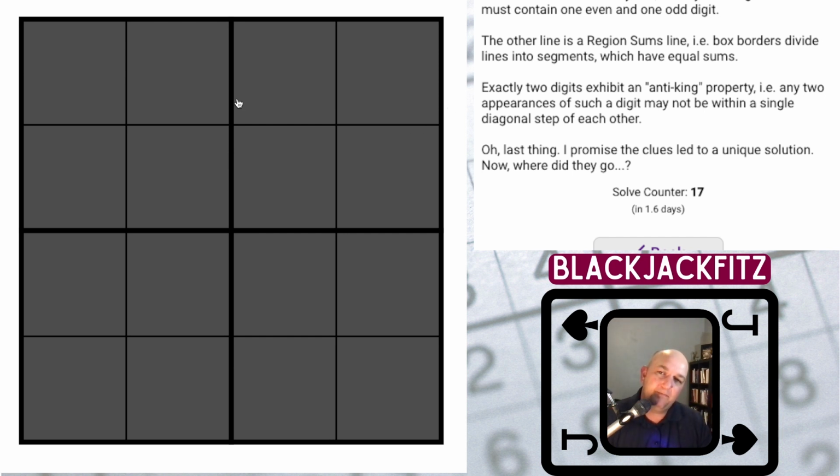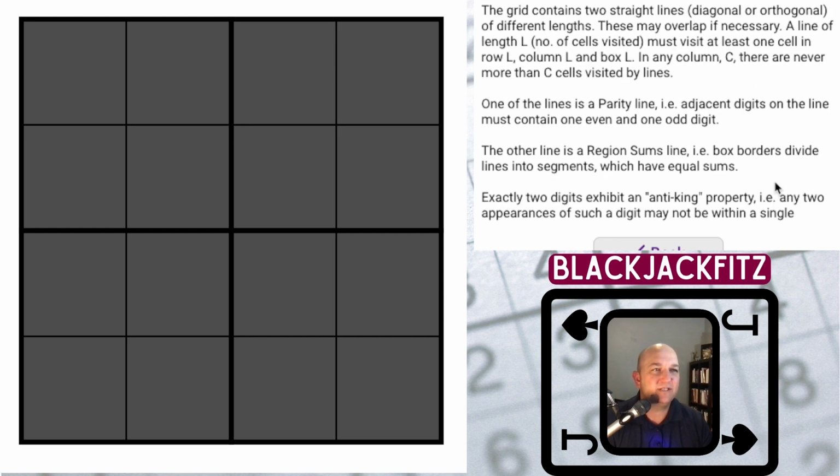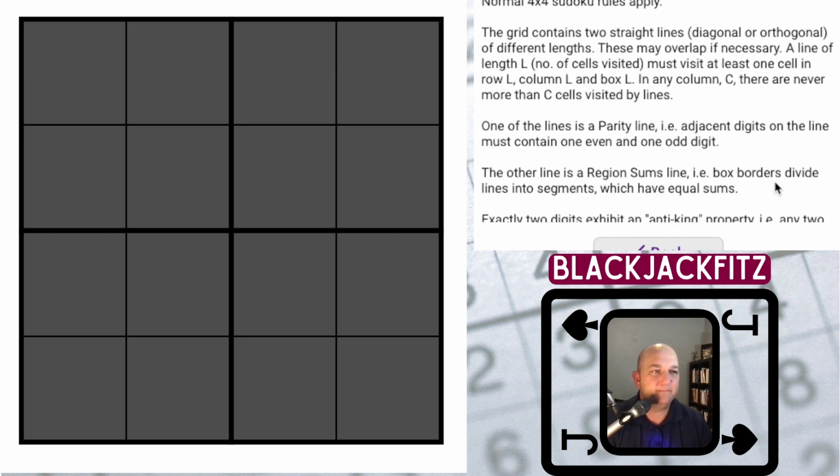So the one thing to think about is column 1. Well, one thing I was just wondering is, could you have a length 1 line, a line that's just one cell? Because that's in row 1 and column 1 and in box 1. But that doesn't feel good. I also think it wouldn't help us create a unique solution either. Okay, so we need a parity line and a region sums line.